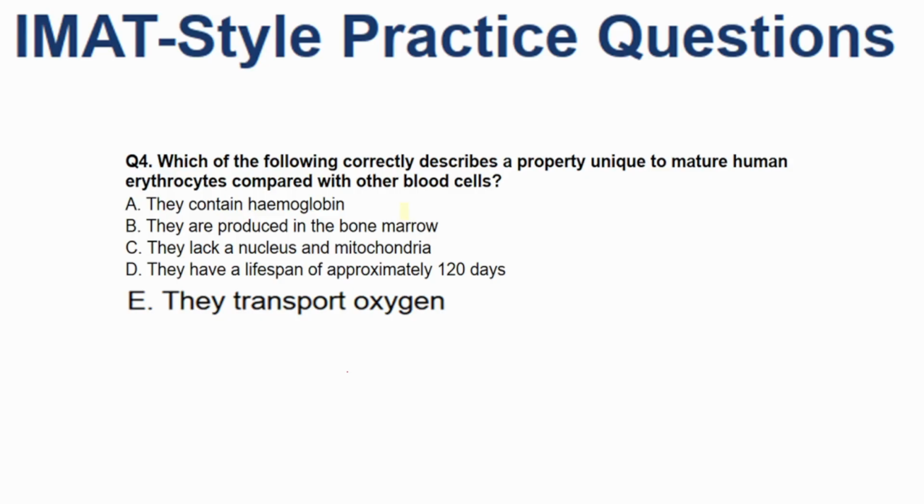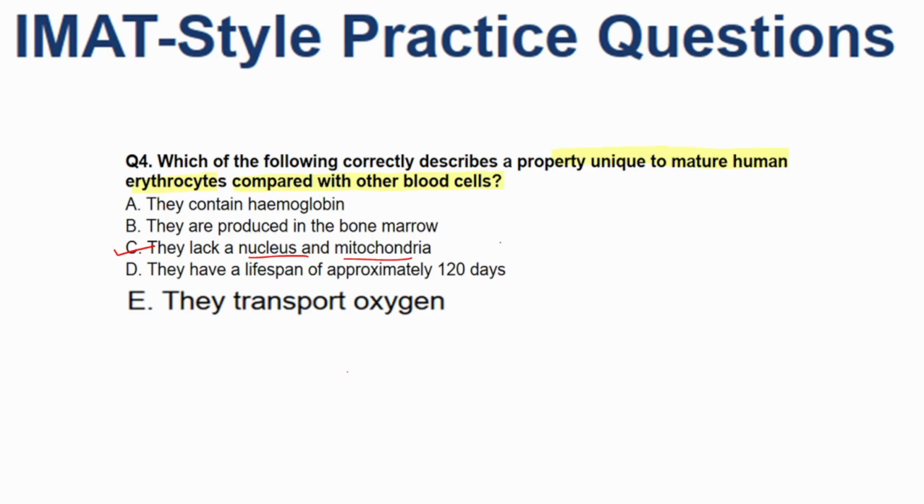Moving along smoothly to question 4, which asks us to identify a property that is unique to mature human erythrocytes when compared to other blood cells. And the correct answer is option C. They lack a nucleus and mitochondria.